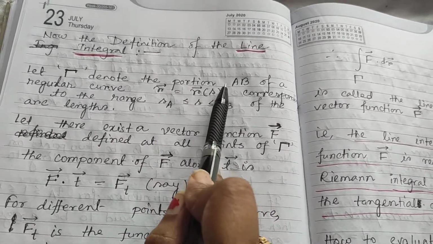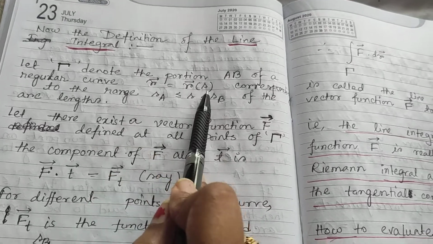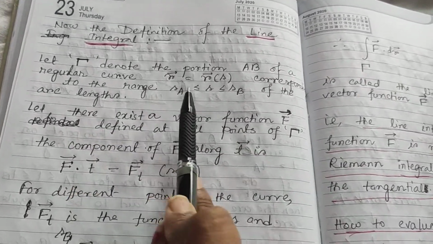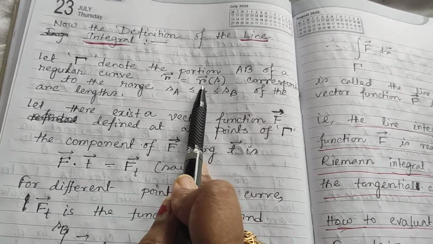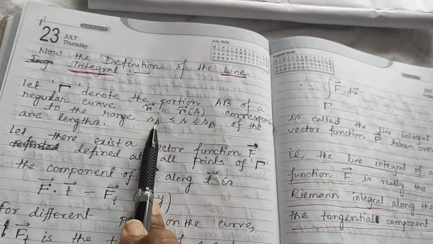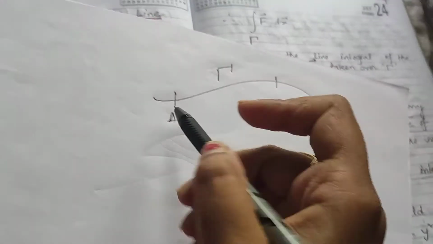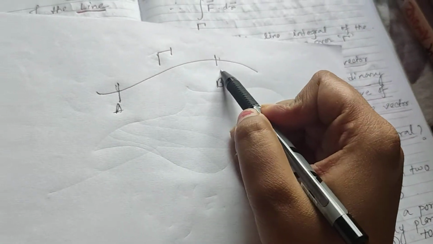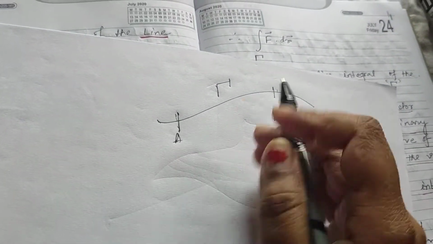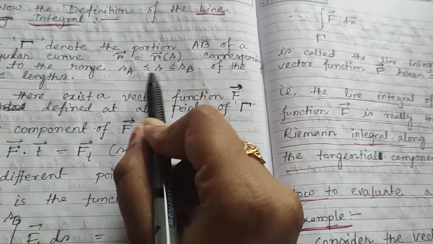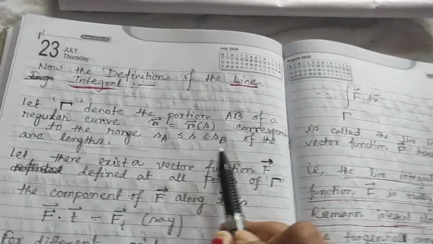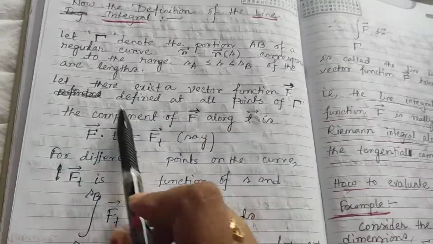As you know, we can represent any curve in this way, corresponding to the range sa to sb. What do sa to sb mean? s is the arc length, and sa means the point A, going to the point B. So this denotes the range of arc length, and the range of arc length will be from sa to sb.